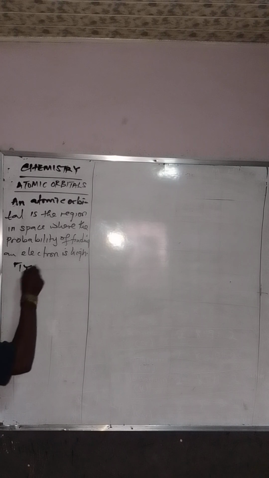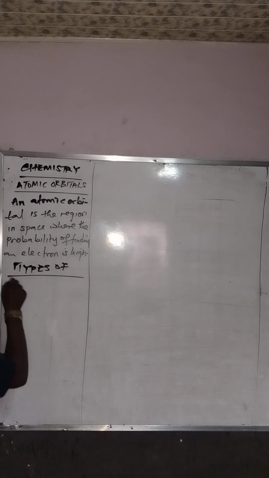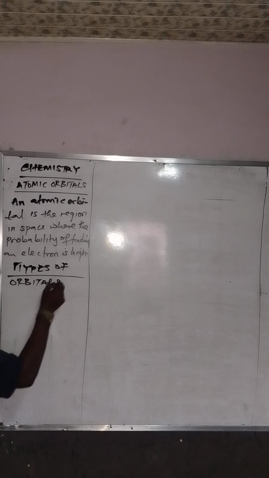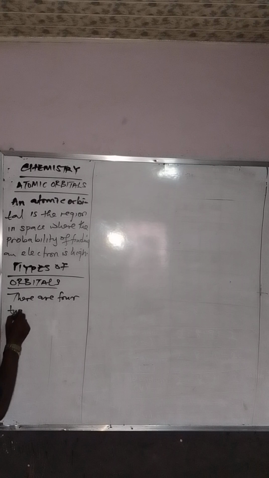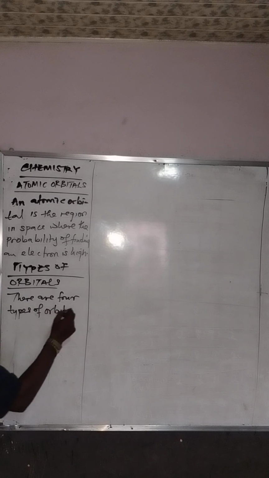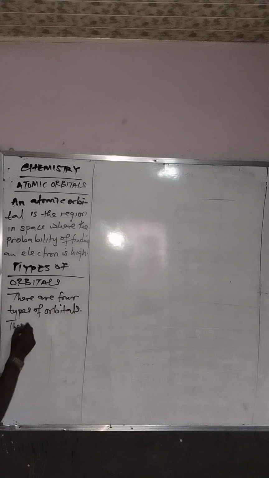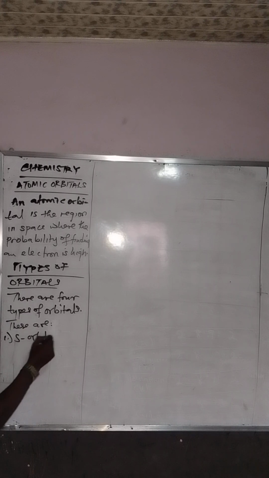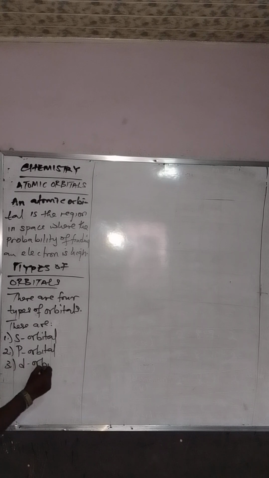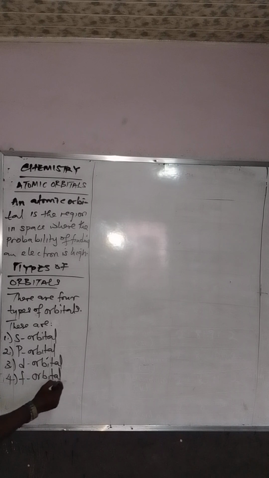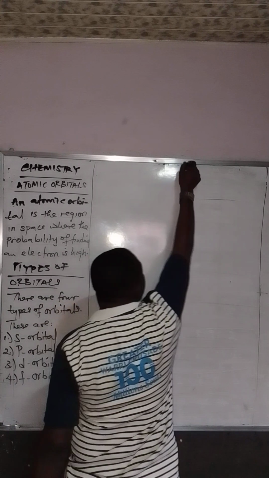We have types of orbitals. There are four types of orbitals. What are they? Number one, we have s orbital. Number two, we have p orbital. Number three, you have d orbital. Number four, we have f orbital. So let's begin to talk about them one by one.